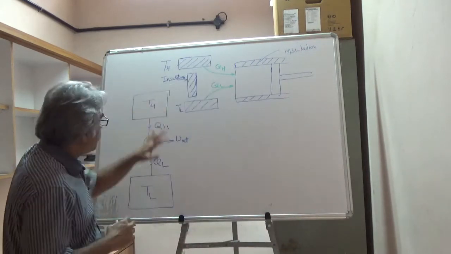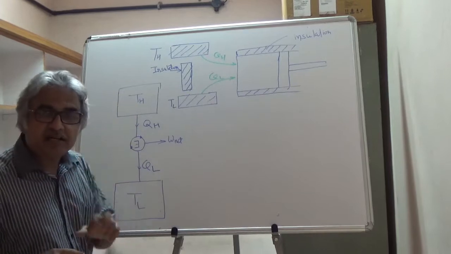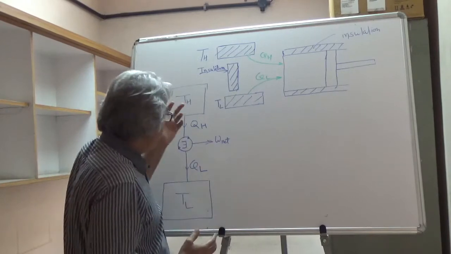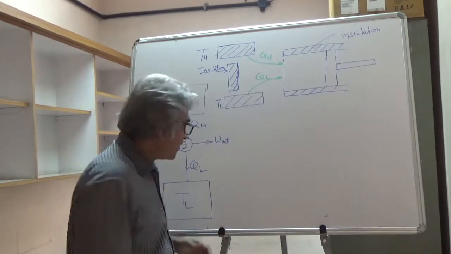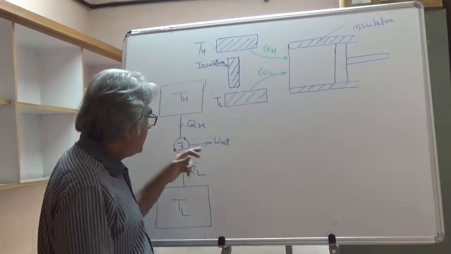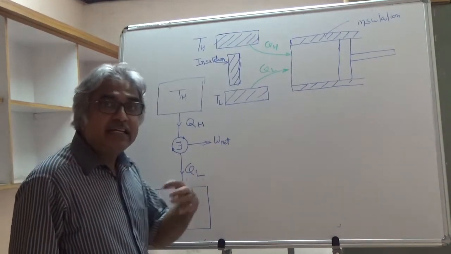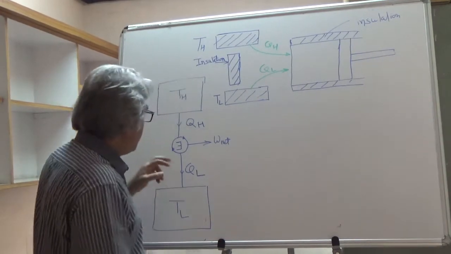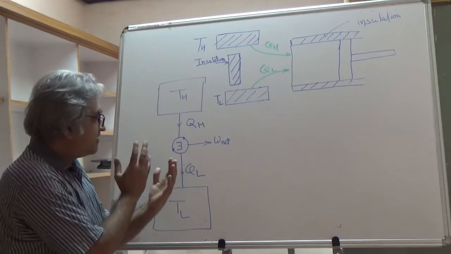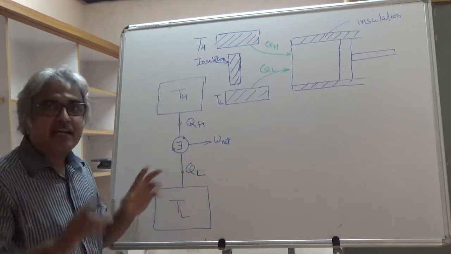By the way, here I have drawn an engine schematically. TH is the temperature of the source, TL is the temperature of the sink, H for high temperature body, L for low temperature body. QH is the heat received by the engine from the source, W net is the net work the engine gives out, and QL is the heat rejection to the sink. You might note here this E, right? E is for engine, but it's reversed, a mirror image, one can say. So why this? I'll come to that later.